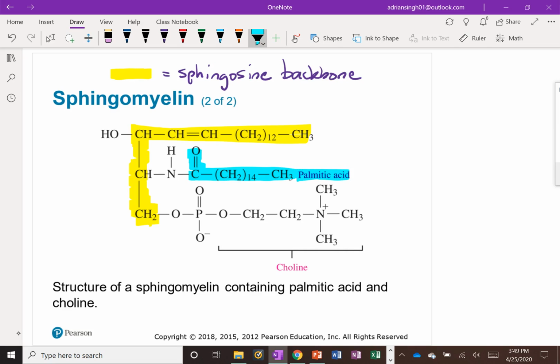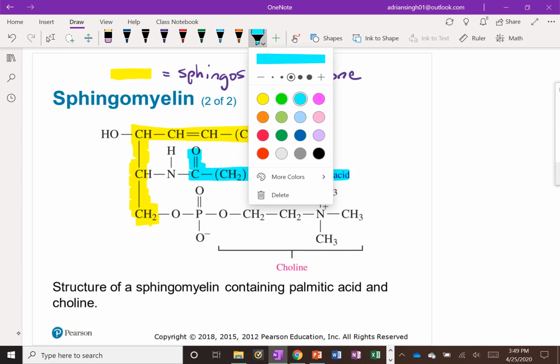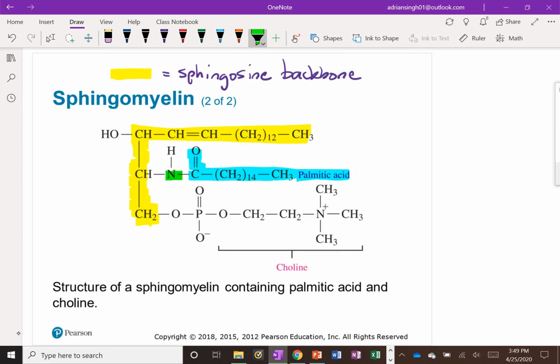So here's palmitic acid, or fatty acid. And it's connected to the sphingosine backbone not by an ester, but actually by an amide bond, which is a little unusual, right? We'll do that one in green. Okay, so we have our amide bond. Typically in the previous examples, we saw the fatty acids connected by ester bonds. Here in sphingomyelin, it's attached by an amide bond.